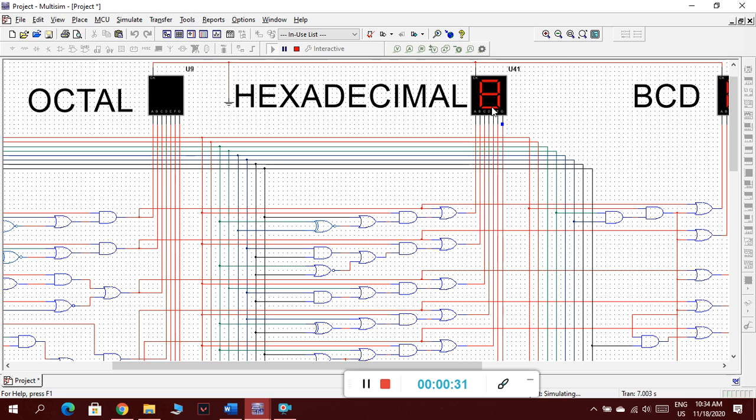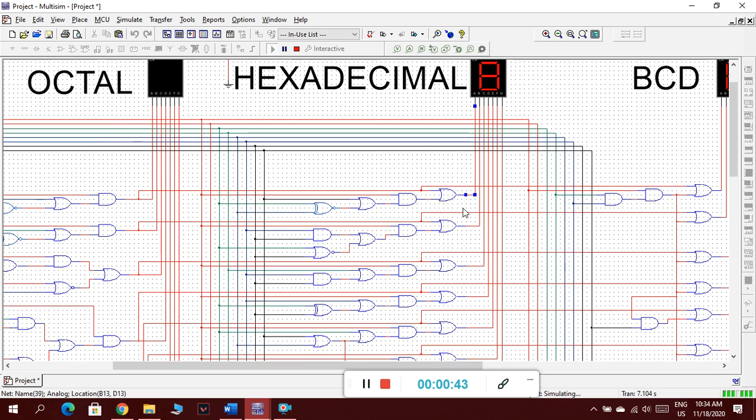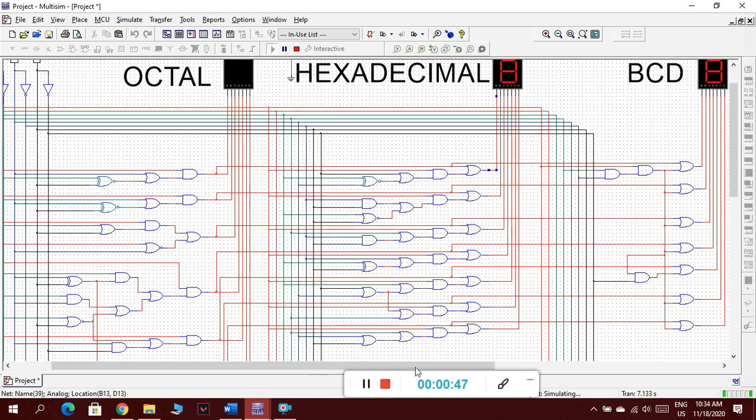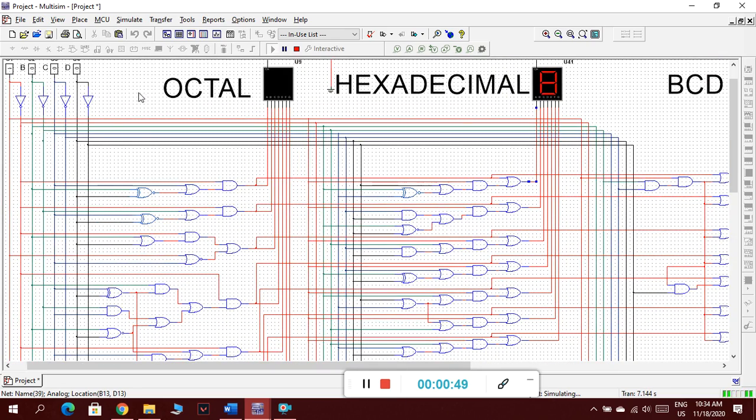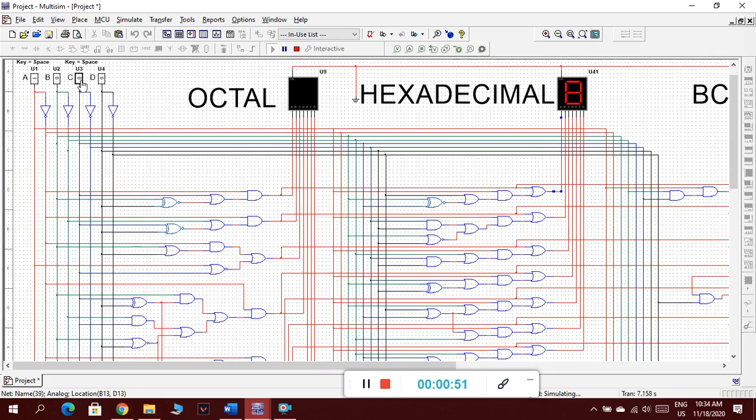C, segment D, segment E, segment F, and segment G. So as you can see here, we have A, B, C, D, E, F, and G, and these segments are powered each by a logic circuit or logic diagram. And this logic diagram is powered by a four input. So we have input A, input B, input C, and input D.